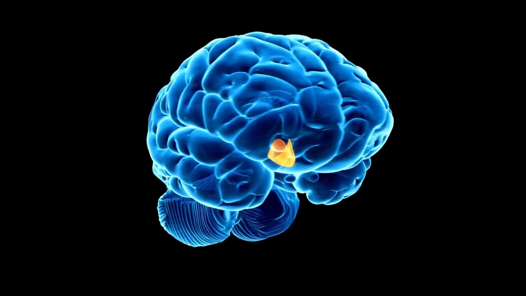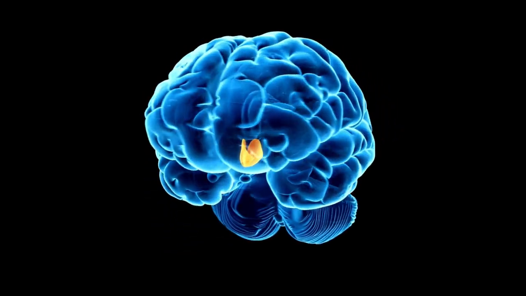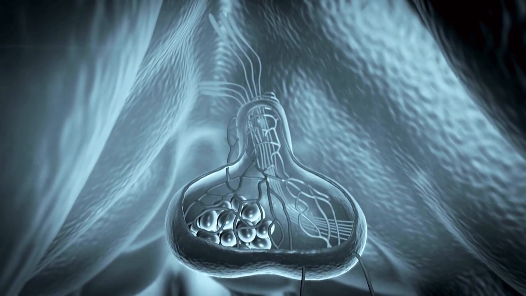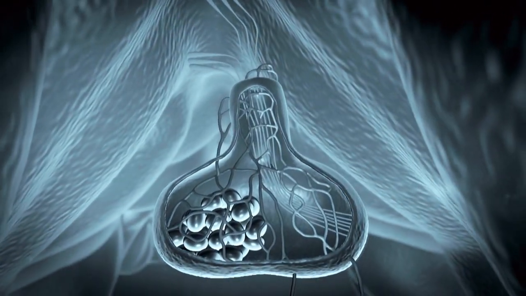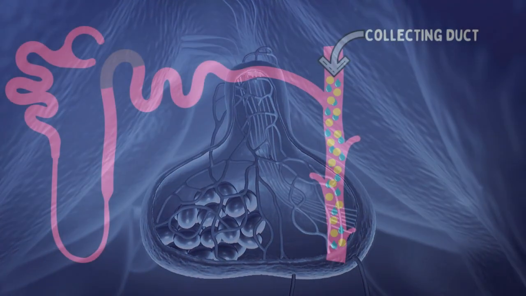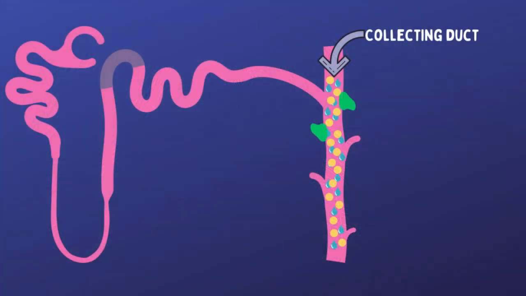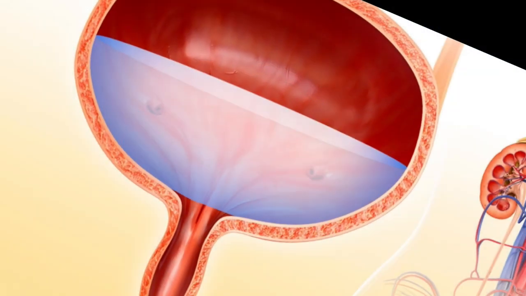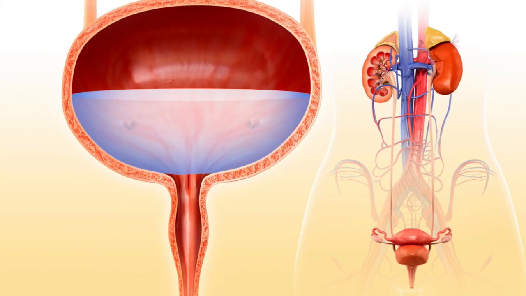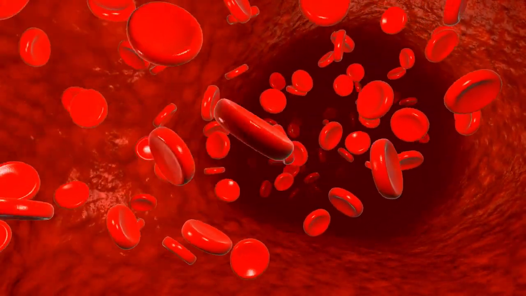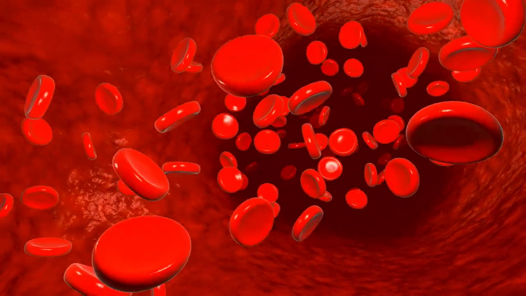Osmoreceptors in the hypothalamus detect the water potential of the blood, and if the water potential is too low, it will signal to the pituitary gland to release ADH. The ADH will increase the permeability of the walls of the collecting ducts by opening the water channels called aquaporins. This will result in a smaller volume of more concentrated urine, but it will also ensure that the water potential of the blood increases to within the set point.